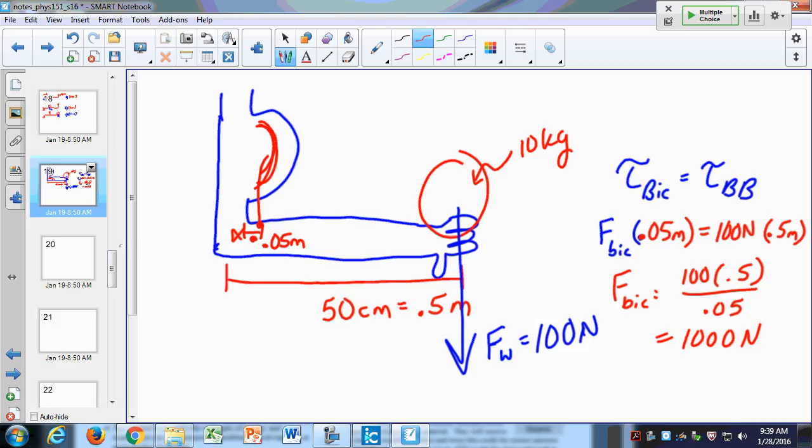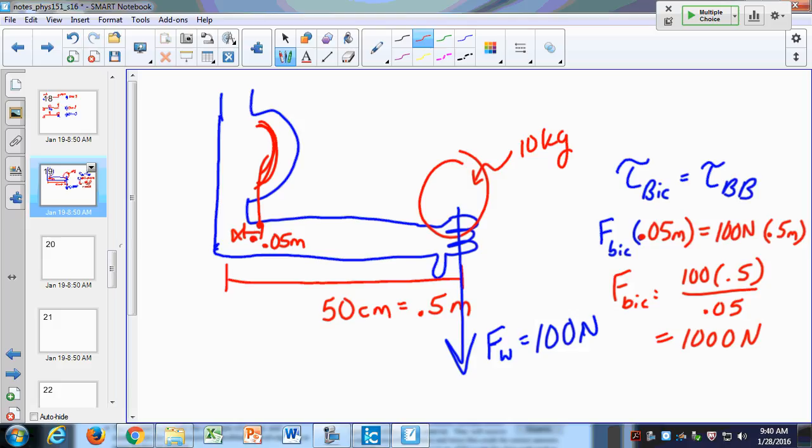Your bicep has to exert extremely large forces to lift small things. Not extremely, but pretty large forces in order to lift modest weight things, like a 100-newton bowling ball, which is a big bowling ball, but nonetheless. 1,000 newtons, 10 times the force, in order to lift this bowling ball. And the reason is that it's applied at a short moment arm. So it's, again, like trying to open the door from right here. Can't even do, right? Because the moment arm is too short. I have to provide a much bigger force in order to provide the necessary torque to move the load.